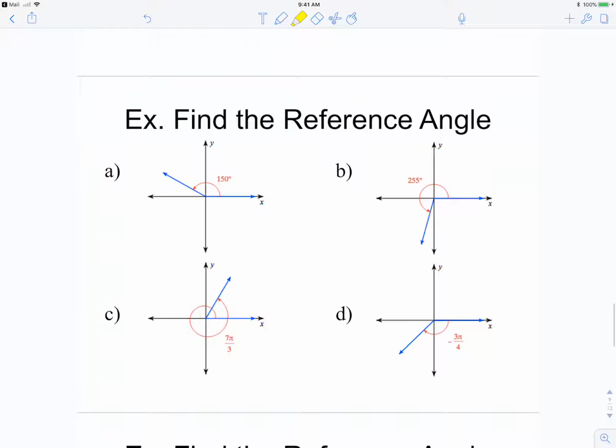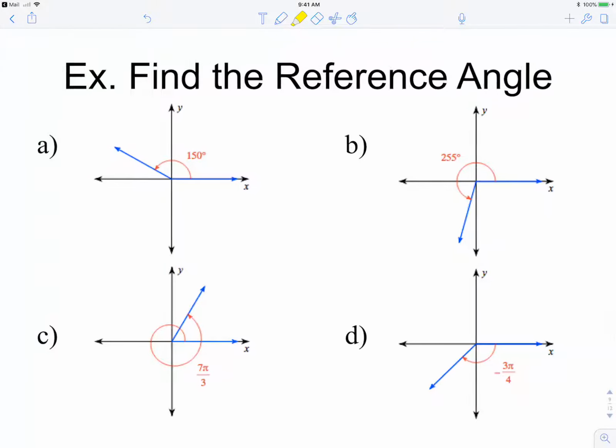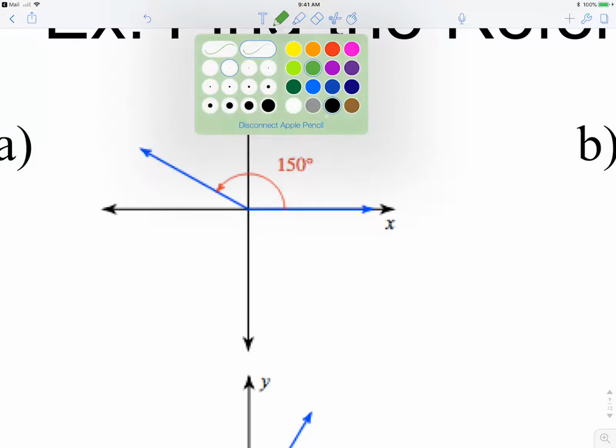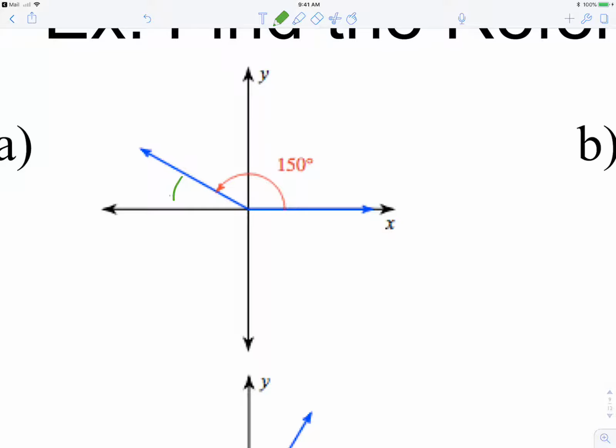So let's look at these given angles, and we're going to determine the reference angle for each of them. So for 150 degrees, this angle right here, notice it's positive, so I'm showing the angle rotating in the counterclockwise direction, and it's also an angle that you would find in quadrant 2. So this reference angle is equal to 30 degrees, and I can get that from 180 degrees minus 150 degrees.